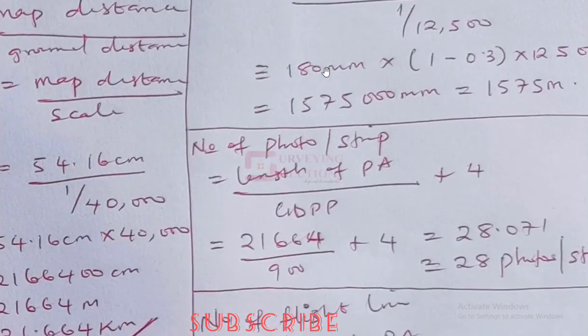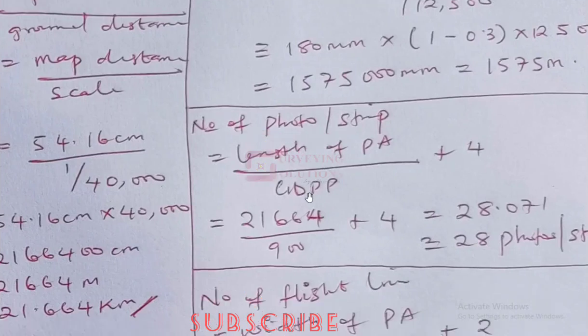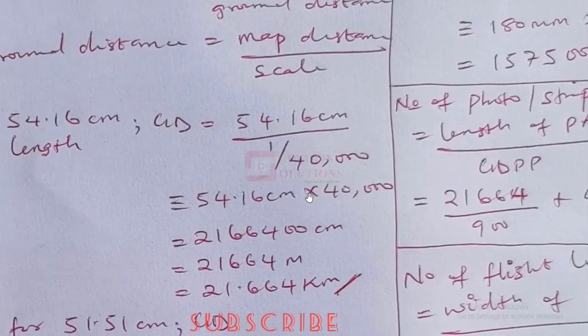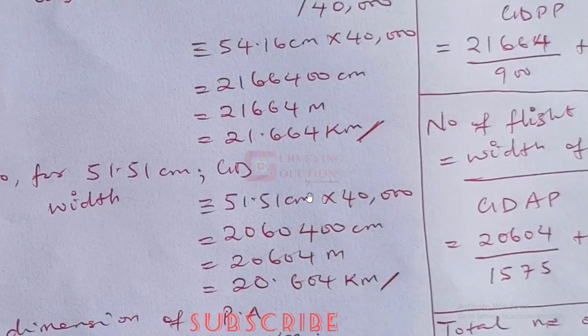We are trying to calculate the number of photos per strip. That's the number of photos you are going to acquire as you fly over the strips, right? Good. So the first thing is the length of the project area over the ground distance between principal points plus 4. Are we together? So the length of the project area as we have calculated is 21,664, right? Good. That's 21,664 as we have calculated.